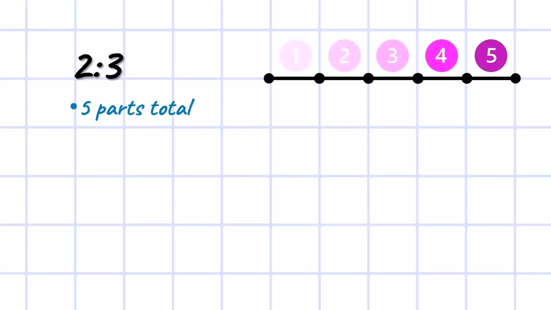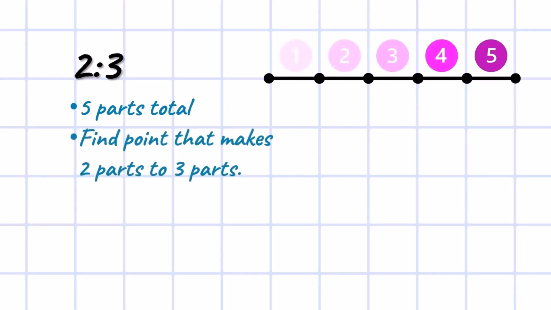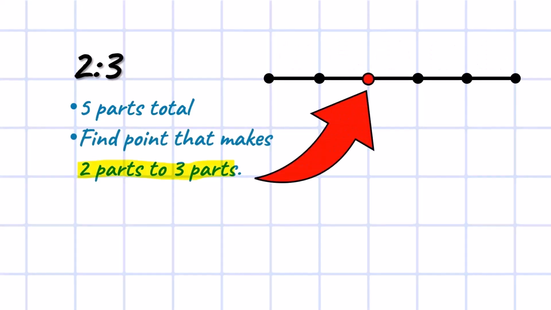2 to 3. How many parts is that total? Well, that's going to be 5. 2 plus 3 is 5 parts. And we are looking for the point that divides this line so that we have 2 parts compared to 3 parts. That would be right here, 2 parts, 3 parts.